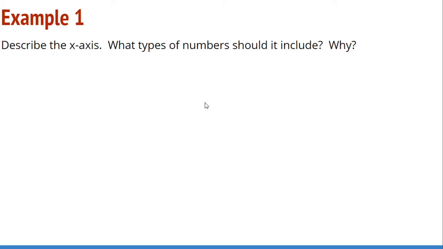If you were talking about the x-axis, what can we say about it? Well, hopefully we can say that the x-axis is a horizontal line, which means it's running left and right. Hopefully we can say that it's going to have positive numbers and that it's going to have negative numbers. And hopefully we can say that it will have integers and that it would also have rational numbers. We could put fractions and decimals on it.